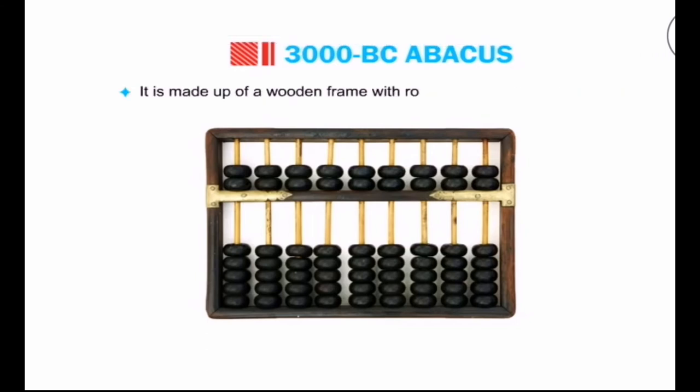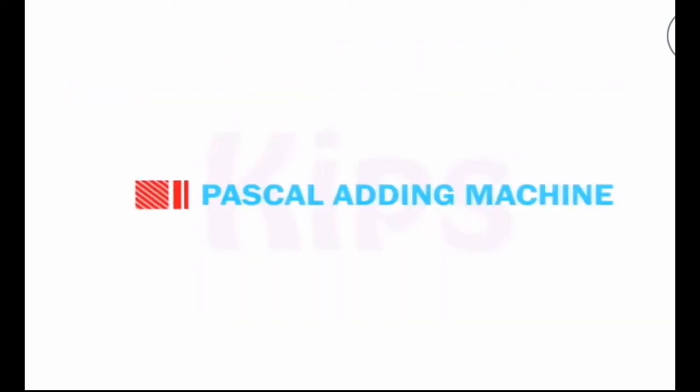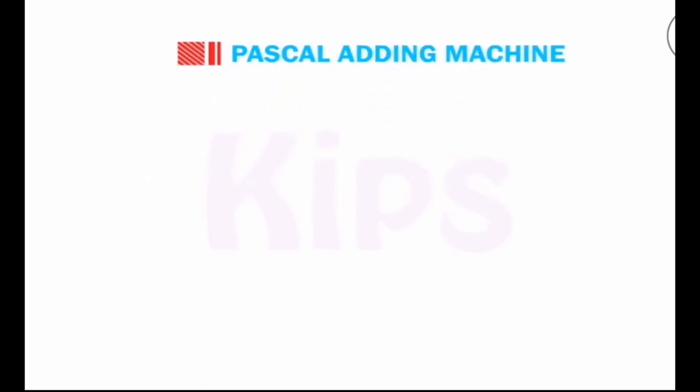It is made up of a wooden frame with rods, each having beads. The frame is divided into two parts, heaven and earth. Each rod in heaven has two beads and earth has 5 beads. It is used for addition, subtraction, multiplication and division. A skilled user can solve problems nearly as fast as somebody with a calculator.